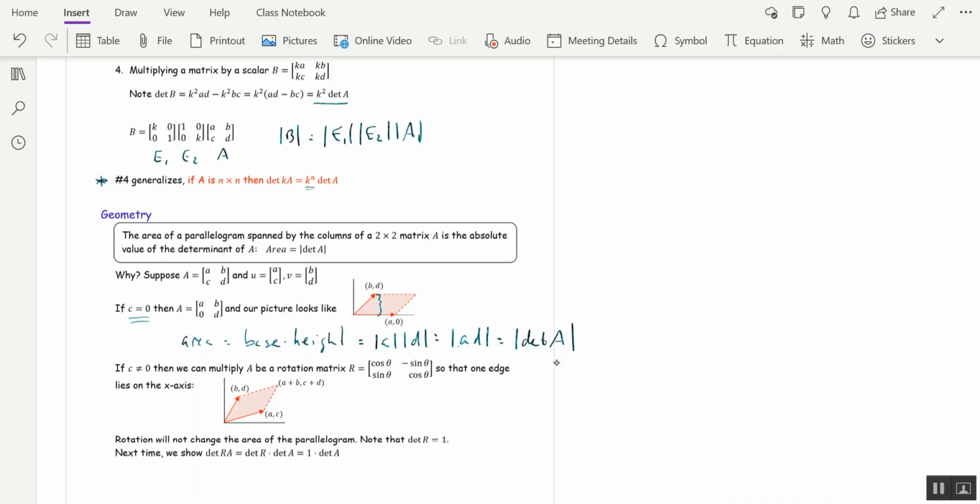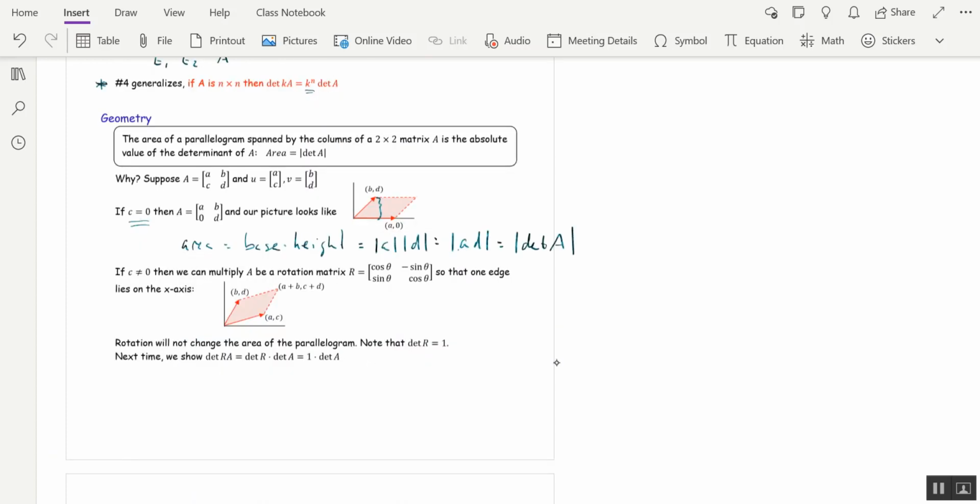All right, well, what if C is not 0? Then you've got a parallelogram that looks something like this. And if I call this angle theta, we can go back to the previous case just by rotating this parallelogram down so that this side does indeed lie on the x-axis. Now, this is the rotation matrix. It's got determinant 1. And we'll see next time that multiplying A by the rotation matrix does not change the determinant. And also, clearly, rotating the parallelogram by an angle of theta is not going to change the area.